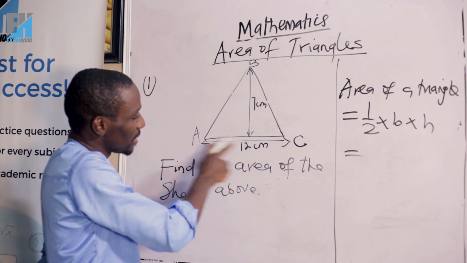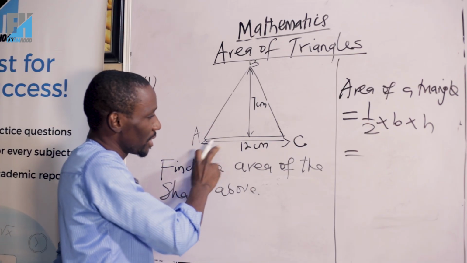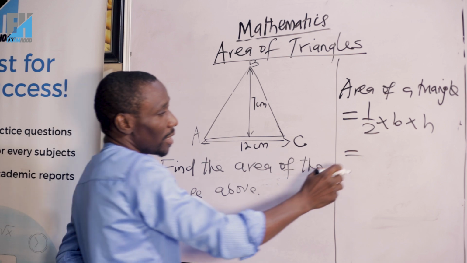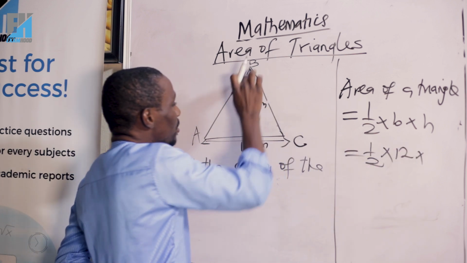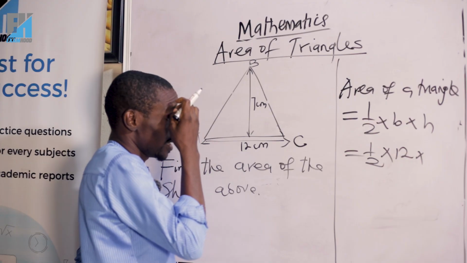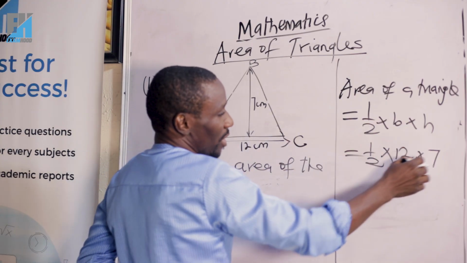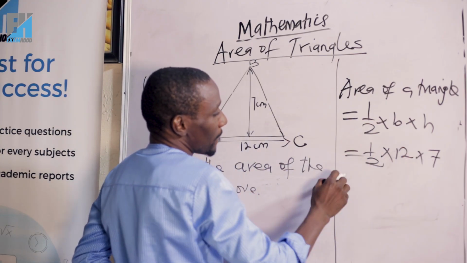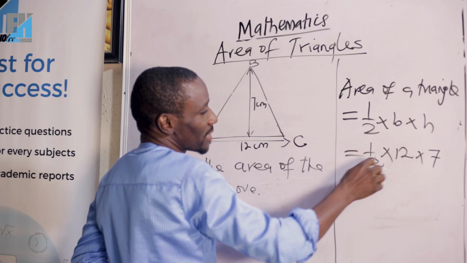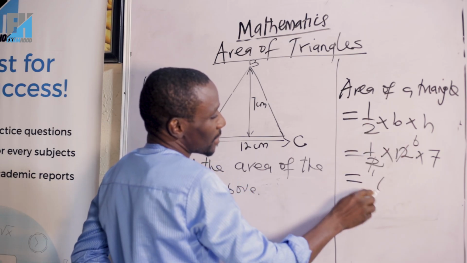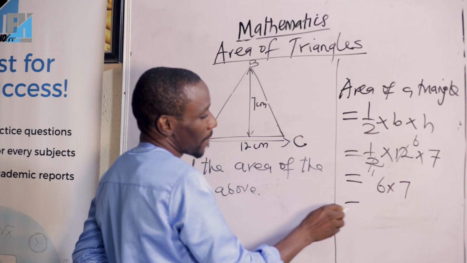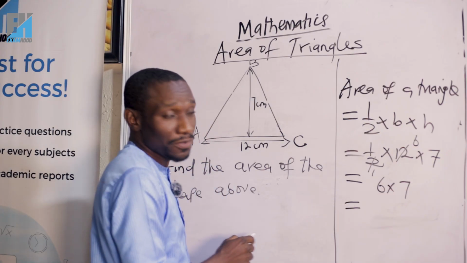And this one, the base here, from here to this place is a base. This is half times 12. While from here to this point is the height. So you have your 7 here. So 2 here, 1 time. 2 here, 6 times. So you have 6 times 7. And then 6 times 7 will give you what?